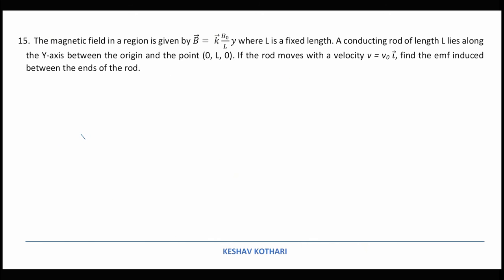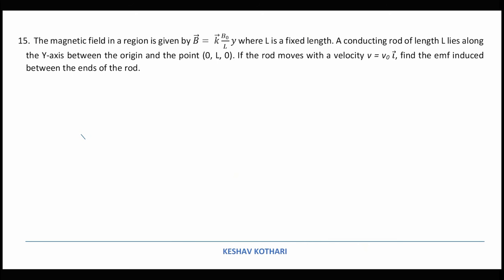The magnetic field in a region is given by B vector is equal to (B naught upon L) y k cap, where L is a fixed length. A conducting rod of length L lies along the y-axis between the origin and the point (0, L, 0). If the rod moves with a velocity v equal to v naught i cap, then we have to find the EMF induced between the ends of the rod.